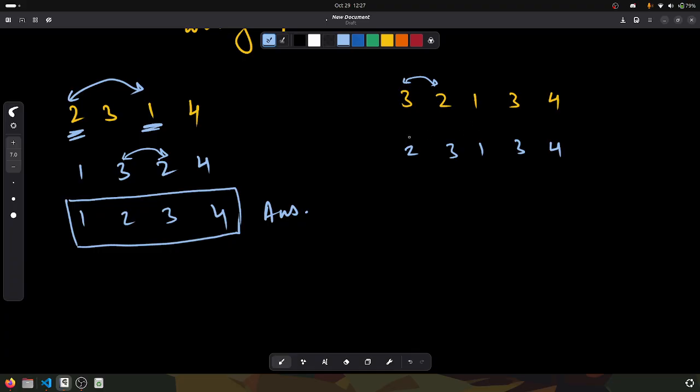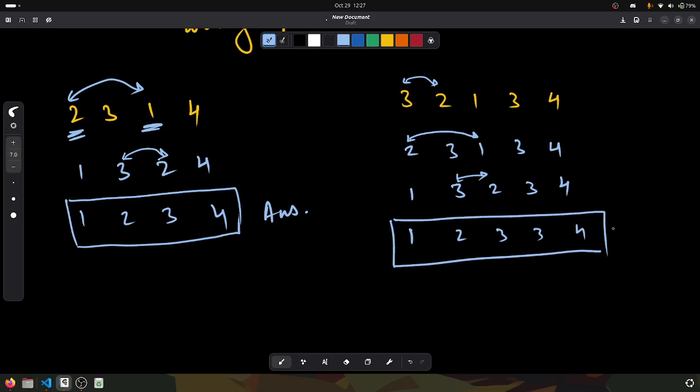Now we can swap these two, giving 1, 3, 2, 3, 4. Now again we can swap these two so that 2 comes before 3. So 1, 2, 3, 3, 4. This is again the lexicographically smallest possible array. So this will be the answer.